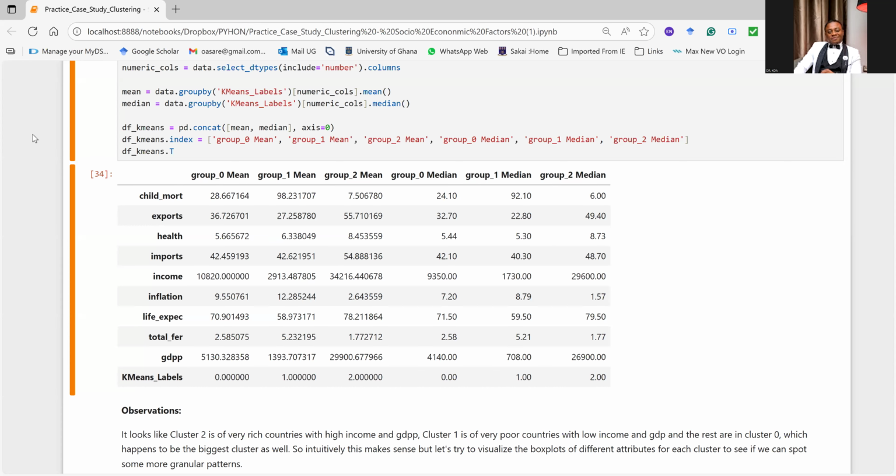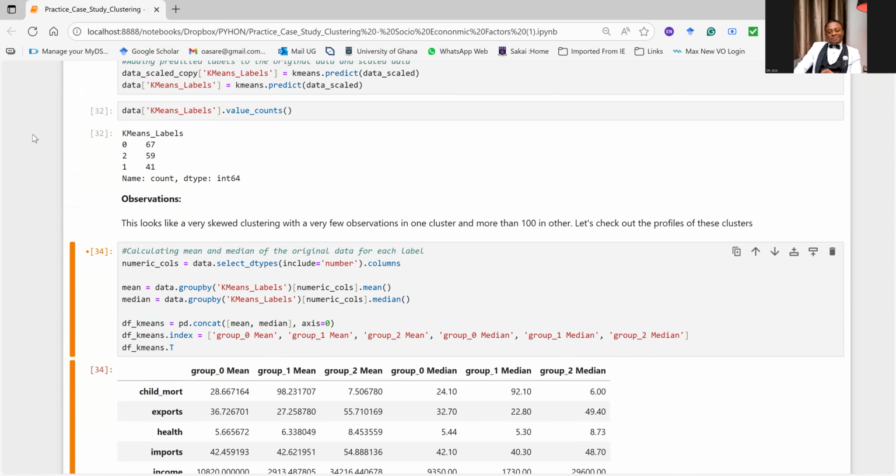But when you look at cluster 0, when you go up and look at the observations, a lot of the countries are inside cluster 0. So they are like the average.